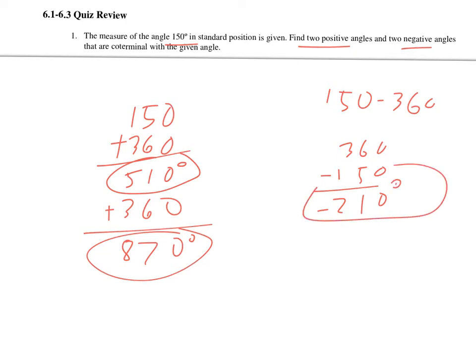All right, so then remember I can subtract 360 again, which now that we're doing a negative and a negative, this is actually adding, so that's going to be negative 570. So those are my four answers there.